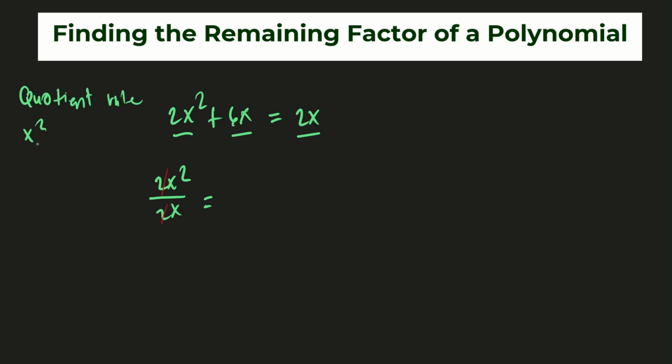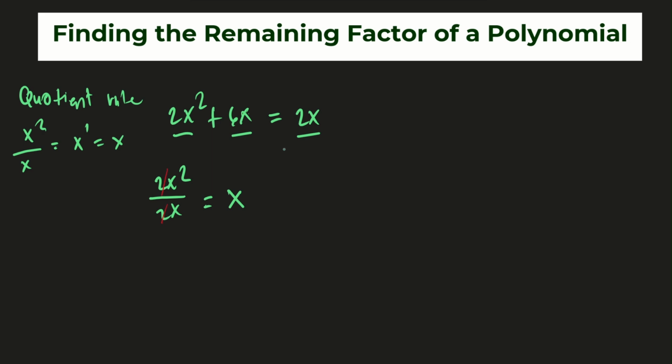If we have x squared divided by x, look, if they have the same bases, then just copy that base and then subtract the exponents. 2 minus 1 would give you 1. And then x to the power of 1 is just x. Thus, the quotient of 2x squared divided by 2x would be x.